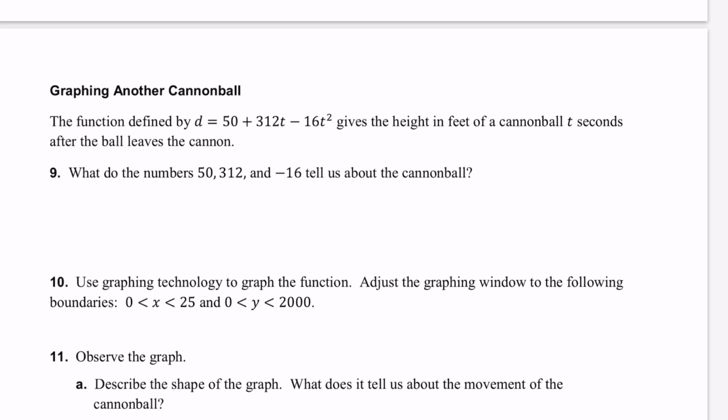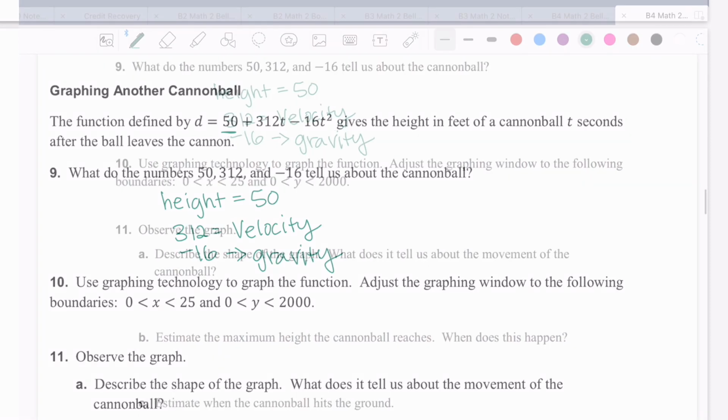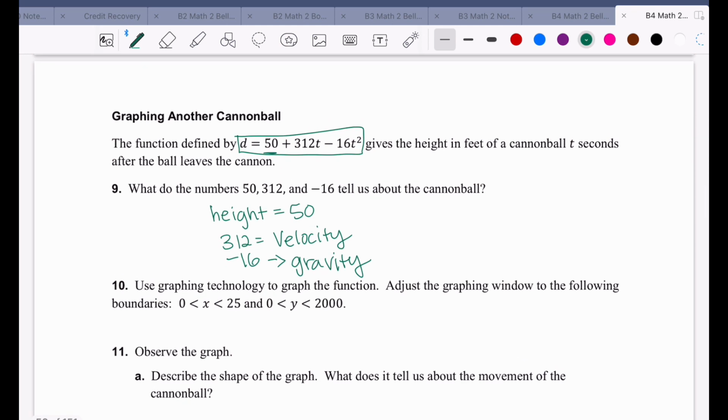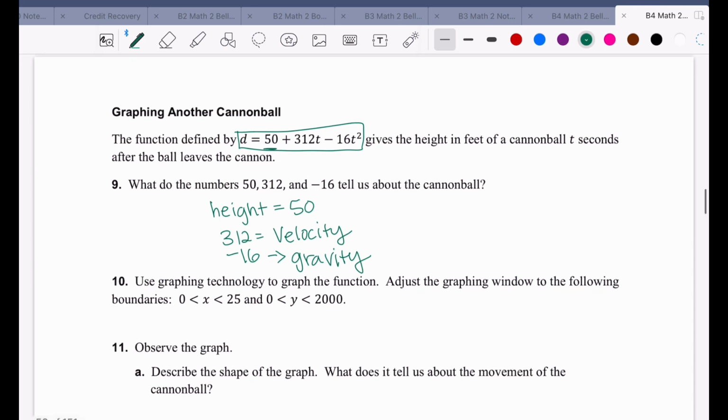Okay, so 50 is going to be the initial height of the cannonball. 312 is the initial velocity. And negative 16 is the effect of gravity on the cannonball. For our x values, we're going to put that in for our t. So instead of t, we're going to put an x. We're going to go between 0 and 25, and for the y, we're going to go between 0 and 2000.